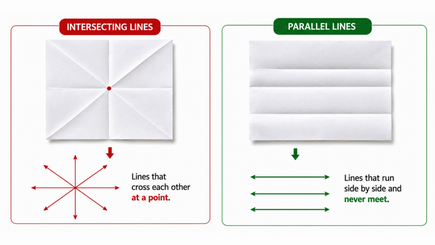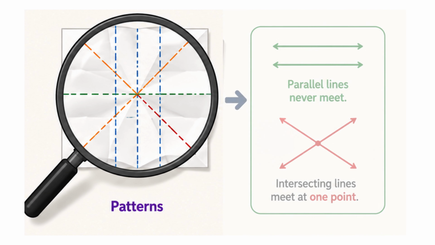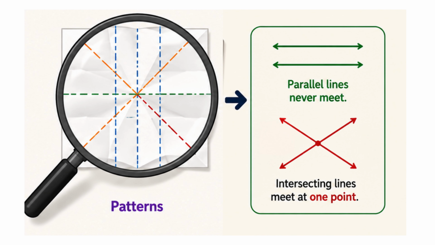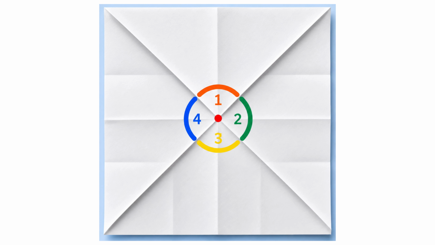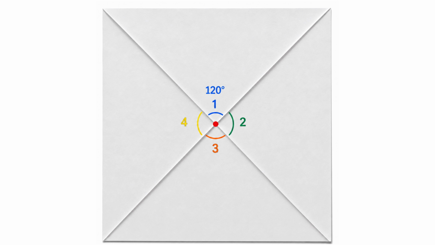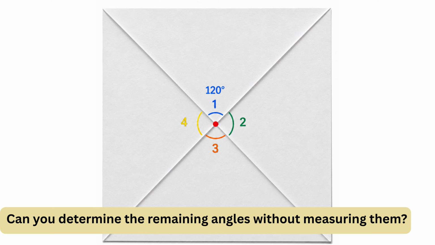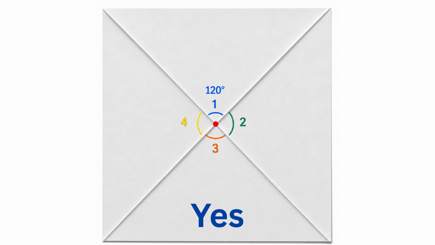Every mathematical discovery begins with careful observation. As patterns emerge, logical reasoning helps us explain why those patterns must always be true. Now, focus on two creases that cross each other. They intersect at exactly one point, creating four angles. Imagine one of those angles measures 120 degrees. Can you determine the remaining angles without measuring them? Yes, because geometry depends on reasoning, not guesswork.